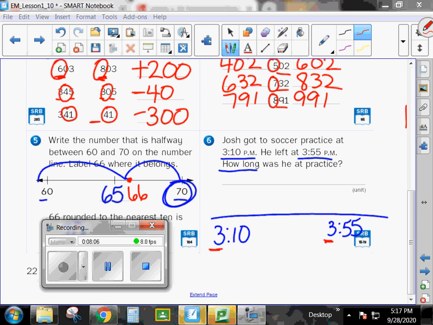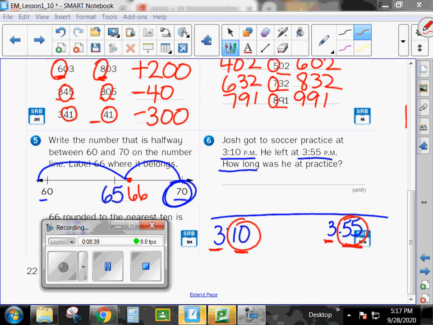So all I need to do is go from 10 to 55. Remember the other day we said the first step that you should do is jump to an easy number. Well, guess what? 10 is already easy, isn't it? So now I need to jump from 310 to 355. I got to go from 10 to 55. Now, guys, you may have jumped differently, but our answer should be the same. The nice thing is people can jump all different ways.